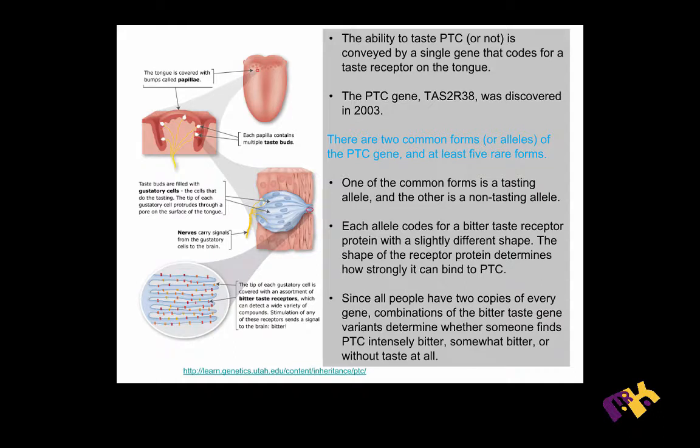Since all people have 2 copies of every gene, one from mom, one from dad, the homologous pair, the combinations of that bitter taste gene will vary how intense that taste is. Some will absolutely detect a very bitter taste if they have both strong variants. If they have one strong and one weak, one from mom, one from dad, or vice versa, they'll taste it as somewhat bitter. And if they both have the non-tasting alleles, then they wouldn't really detect a bitter taste at all.